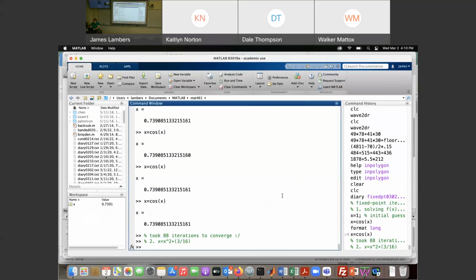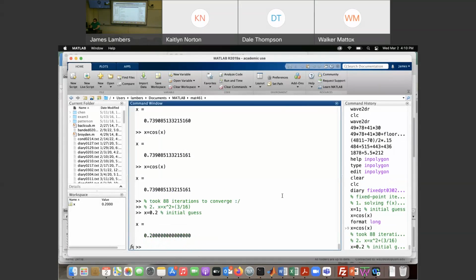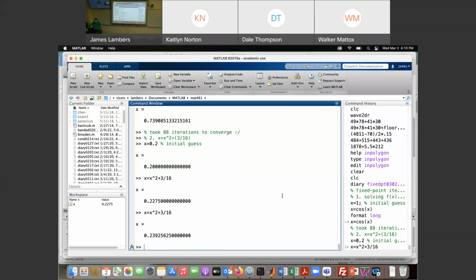All right. So initial guess 0.2. And then I'll have x equal x squared plus 3/16. And let's see what happens. It's really converging faster than the other one. And it's converging to one of the roots, which is 1/4. And actually, you can let this run all the way to convergence to see how many iterations it takes.